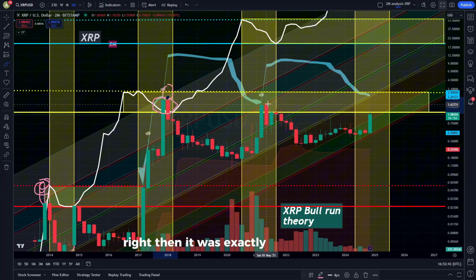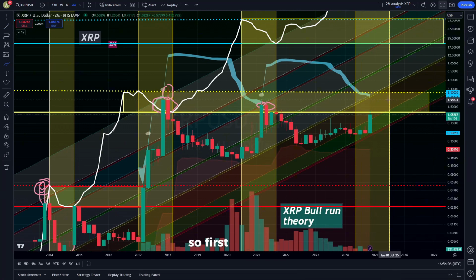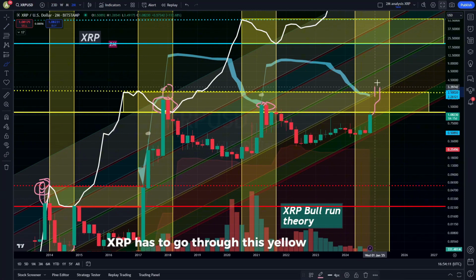Then it was exactly the same here. We penetrated the band, we have a close inside it, but we couldn't maintain this level and we have a strong rejection to the downside just after. And because of this, we have no full candle body closing inside the area. So first, to go higher, XRP has to go through this yellow resistance.